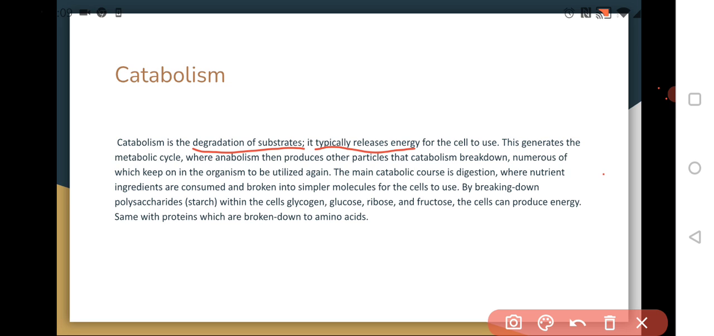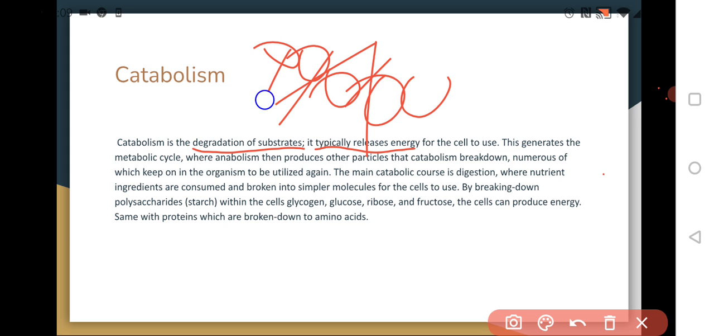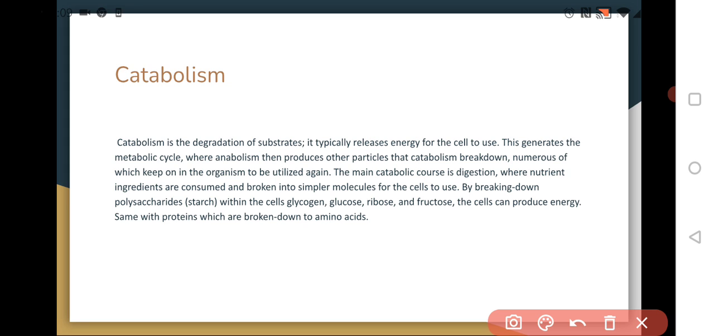Sometimes the main goal of the catabolism is to get the constituent molecules that are in the molecule that we are breaking down. Yes, so we have some protein, let's say, we are breaking it down, and we get back some amino acids, for example. We can get the energy in the process, but it is not always true.